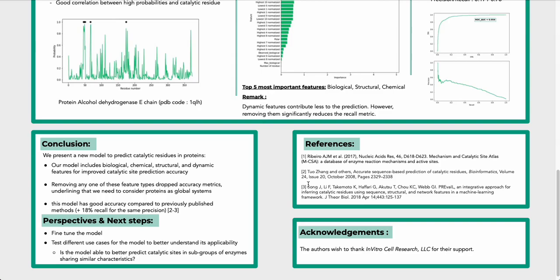In the next step, we would like to fine-tune the model or test new models. For example, for now it is just a logistic regression, but we can improve the prediction algorithm. Moreover, the idea would be to test different use cases for the model to better understand its applicability. Is the model able to better predict catalytic sites in subgroups of enzymes, for example, sharing similar characteristics? This is a question we would like to answer.